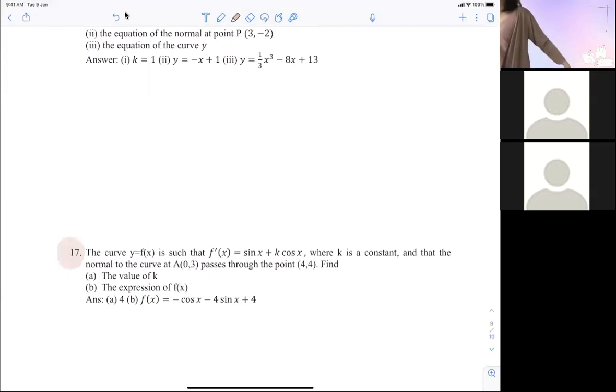Wait, is this the last question? Yes, this is the last question. Okay. So we can finish ahead of time. Yeah, because when there's more people, I'll take more time. But you guys finish very fast, very good.